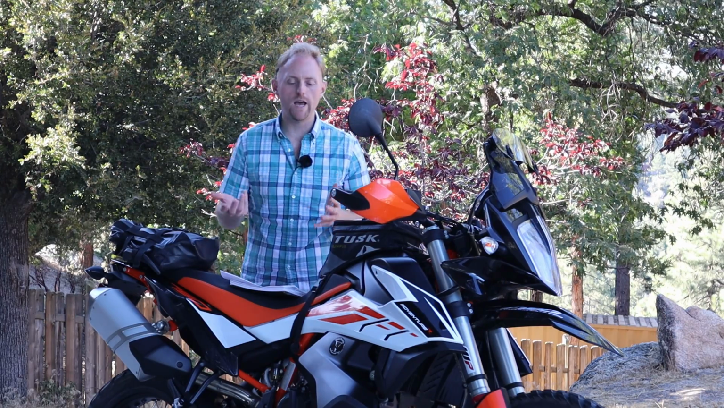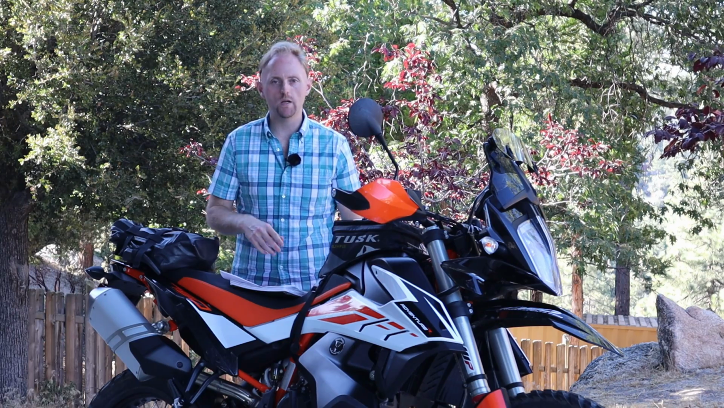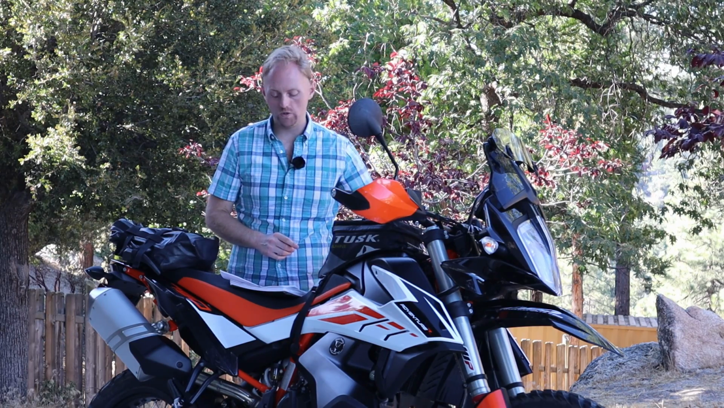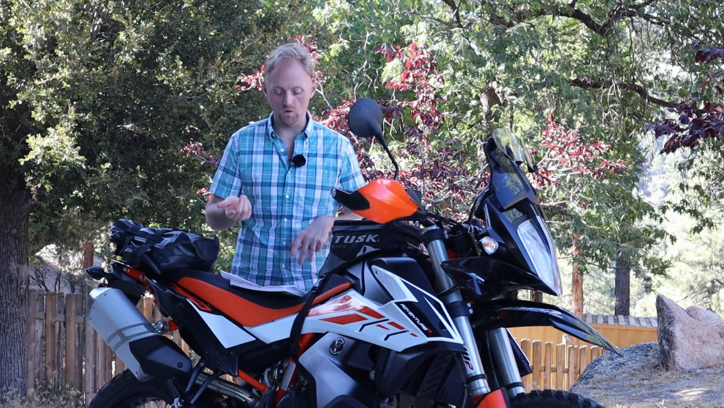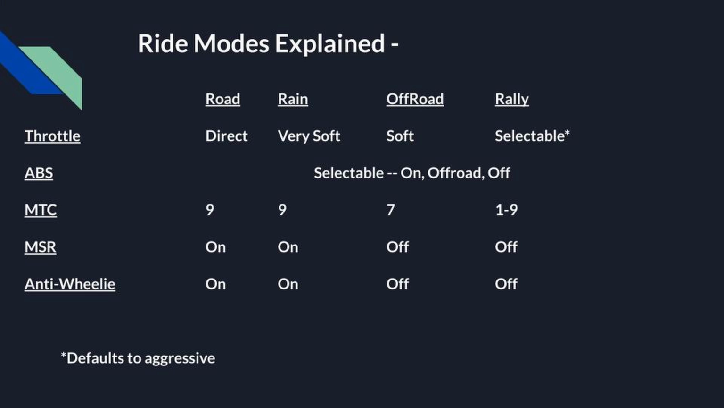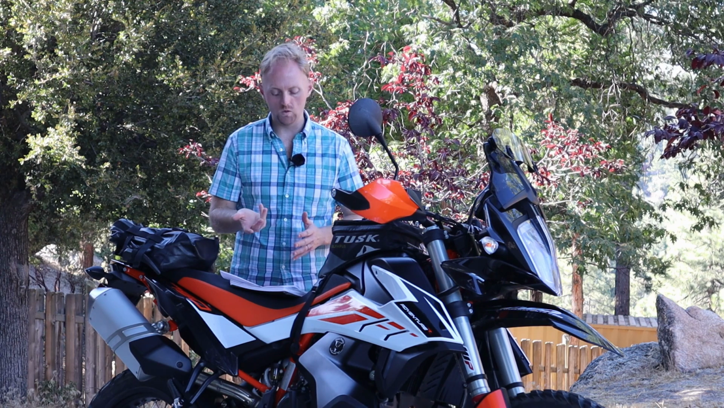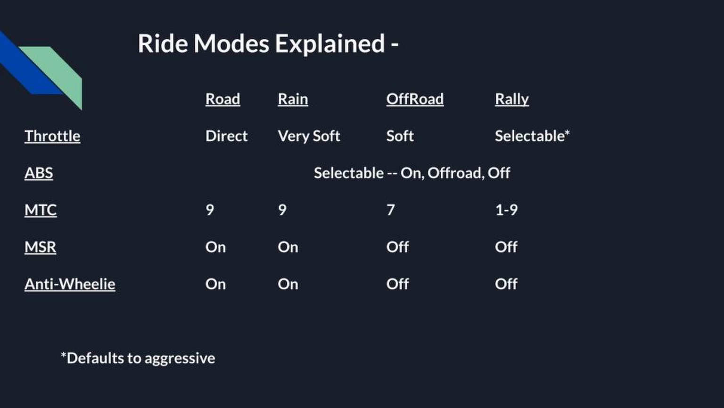Okay, so how does this break down? How does this work in the real world, and what do the riding modes do? I have this chart here that I'm going to walk you through. There's really 5 things going on in each of the riding modes: the throttle response, the ABS, the motorcycle traction control, MTC, MSR, the motor slip regulation, and the anti-wheelie control. When you're in road mode, which is what you're going to be using most of the time on the street, you get the direct throttle response, which is the second most aggressive throttle response the bike has.